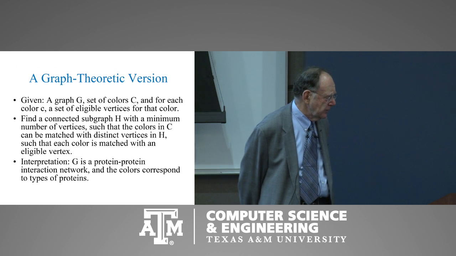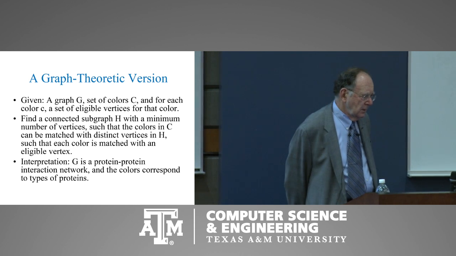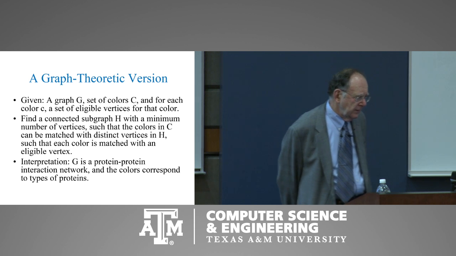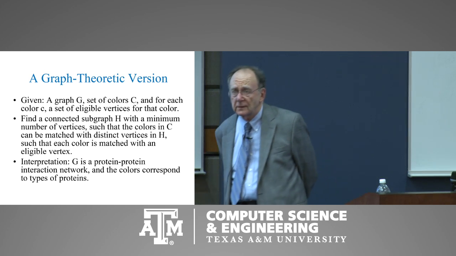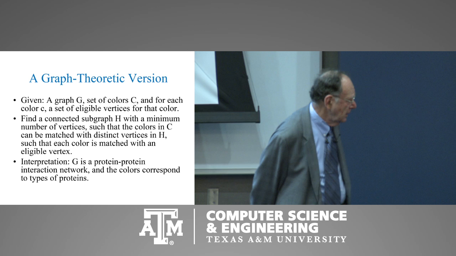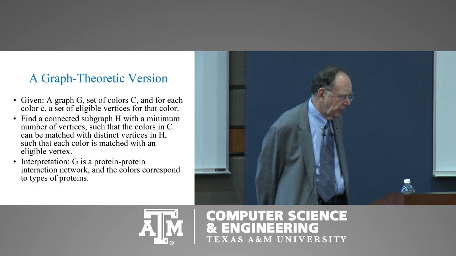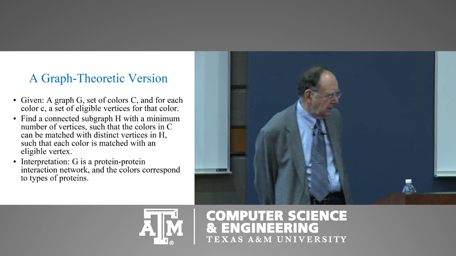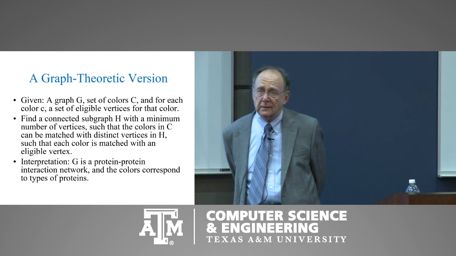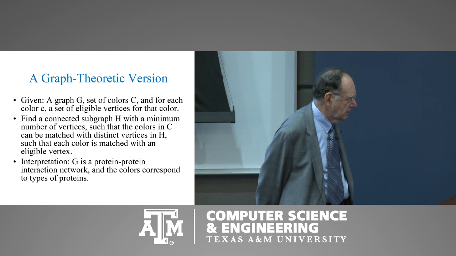And so a purely graph-theoretic version of the problem would be the following. You're given a graph G, you're given a finite set of colors, and for each color you're given a set of vertices that can be assigned that color. So the colors are the types of proteins. And the problem then is to find the connected subgraph in the given graph with a minimum number of vertices such that every color in the set C can be assigned to some vertex in the graph. Every color occurs in the graph. I wrote this in too elaborate a way.